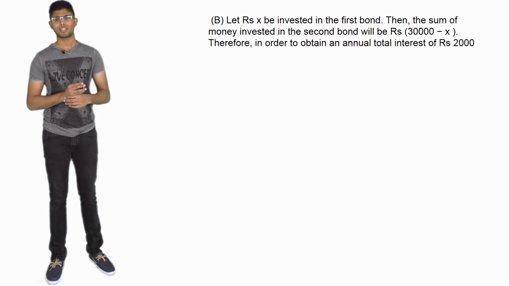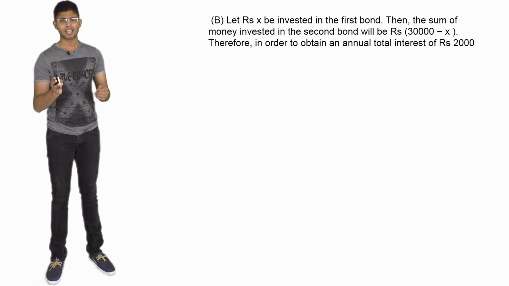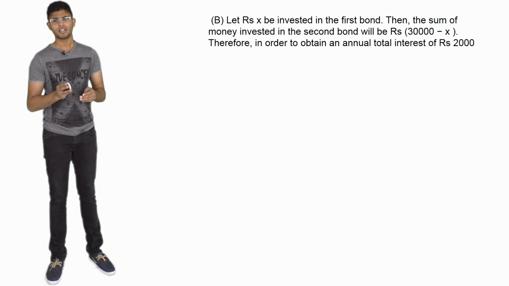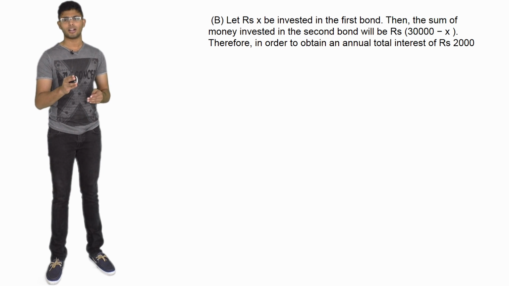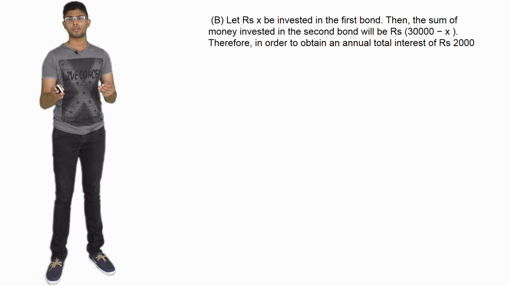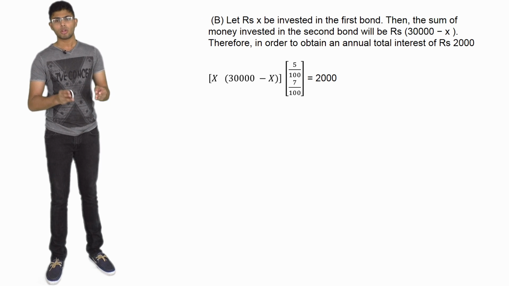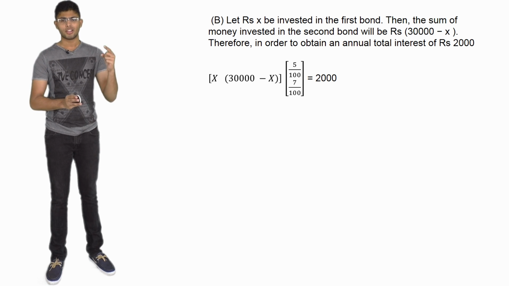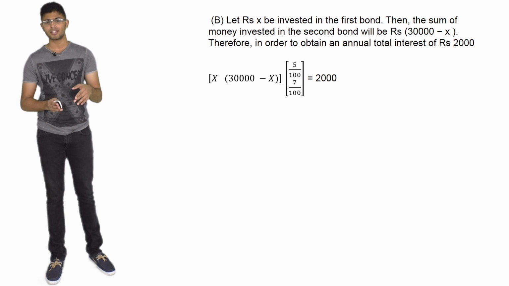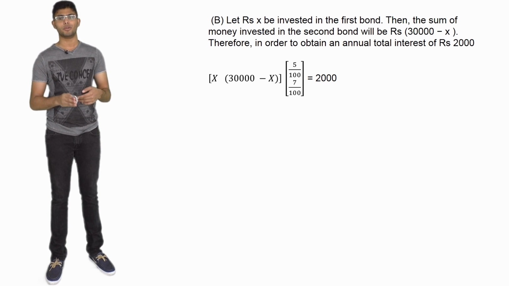Now we have the second part of the question. The second part says the sum of the second bond will be 30,000 minus x, and the total annual interest this time is going to be rupees 2,000. Now we're going to do exactly what we did in the first section. We're going to make two matrices. The first matrix is going to have x and 30,000 minus x, and the second matrix is going to have 5 by 100 and 7 by 100, which are the interest rates. Now we're going to equate this to 2,000 because that's what's been given in the question. They say that the annual total interest is 2,000.